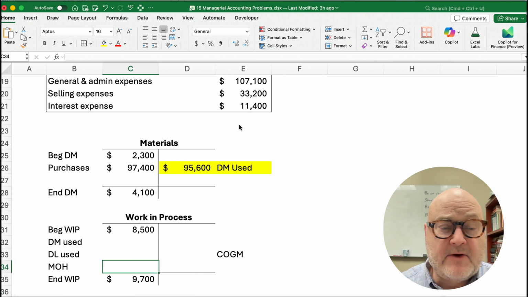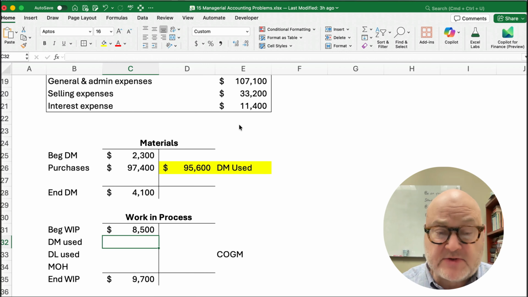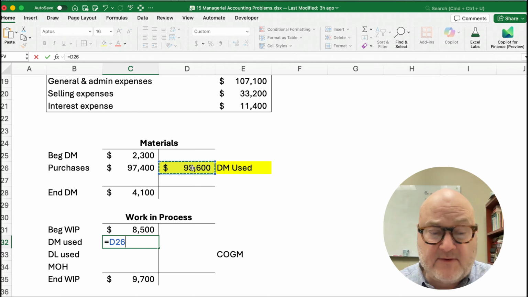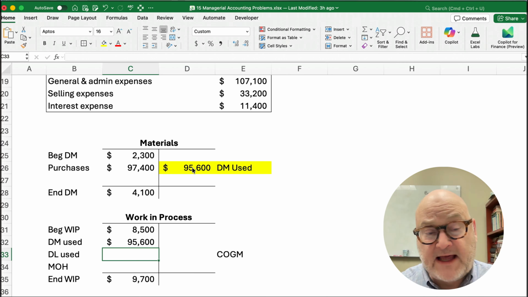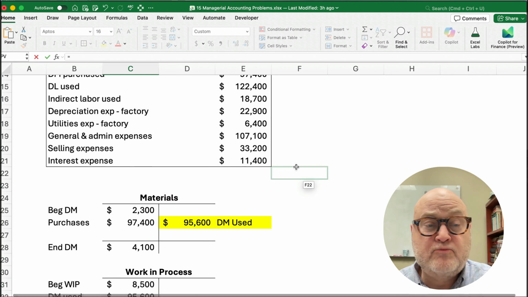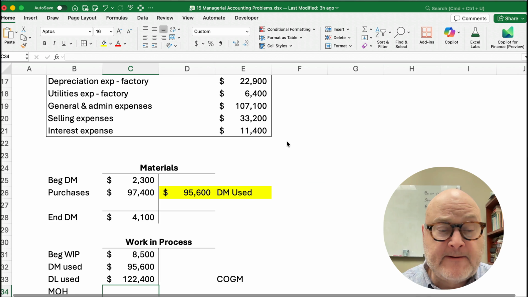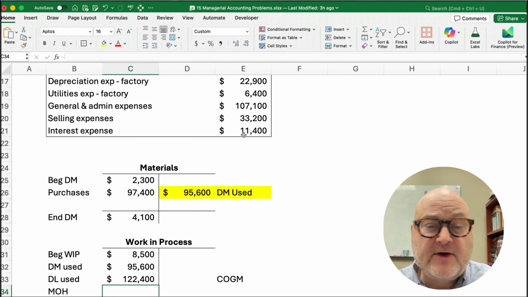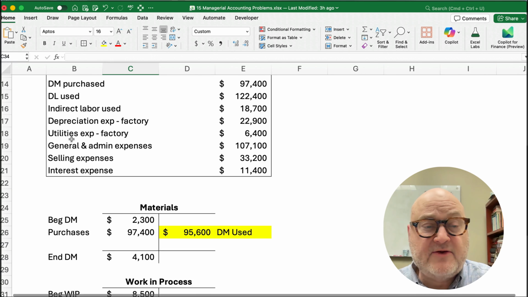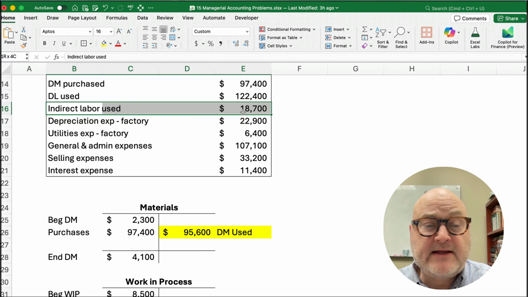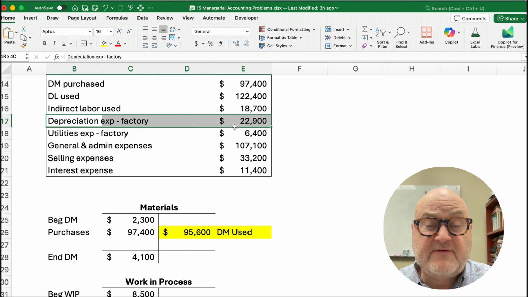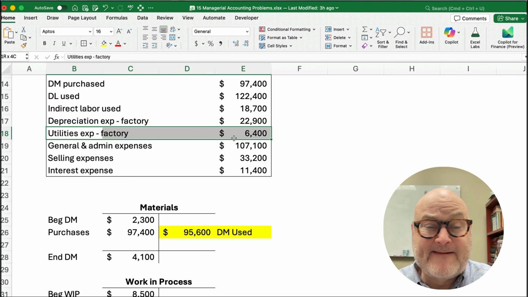Okay. Now we already know direct materials used. We just calculated that in the previous T account. Now there's a line that says direct labor used, and that's 122,400. And then our overhead, we're going to have to go back and look and find things that are related to the factory. Well, indirect labor is an overhead. Depreciation expense for the factory is overhead. Utilities expense for the factory is overhead. Sometimes it's called factory overhead or manufacturing overhead.